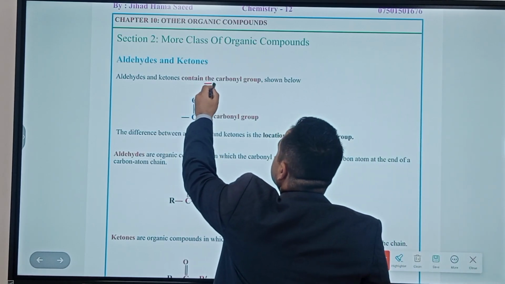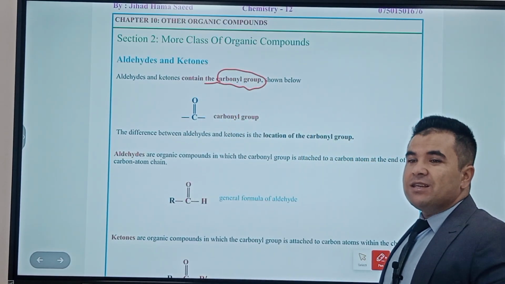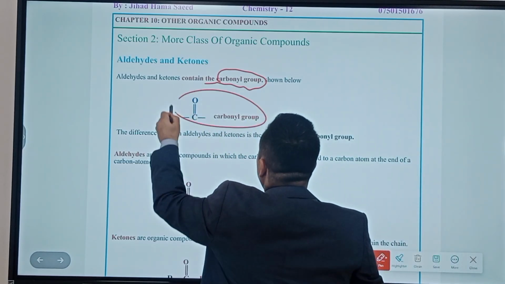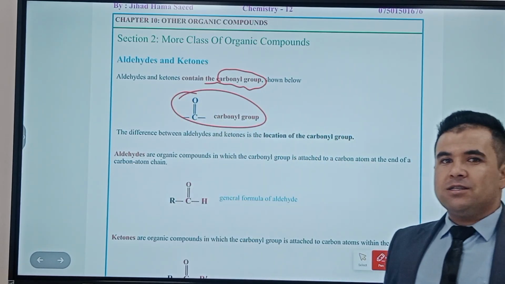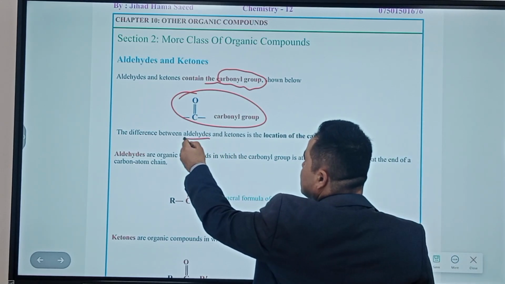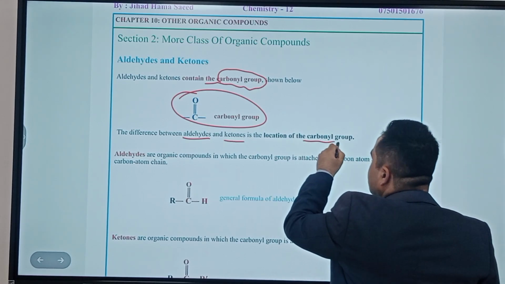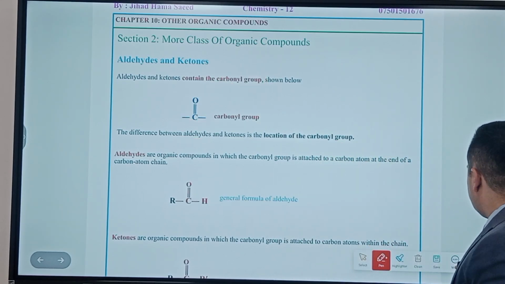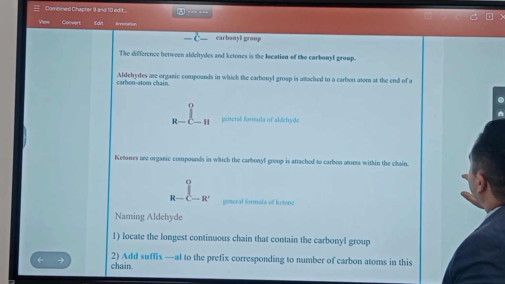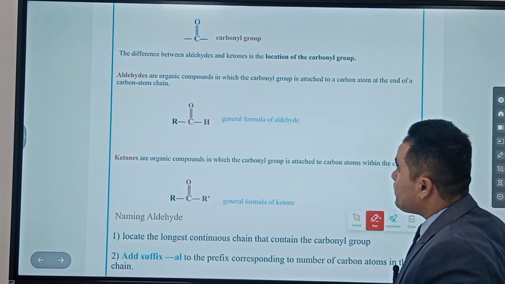Aldehydes and ketones both contain the carbonyl group. Carbonyl group is C double bond with O. So this is a carbonyl group that both aldehydes and ketones contain. The difference between aldehydes and ketones, which both contain the carbonyl group, is the location of the carbonyl group. Let us talk about how the location is different from the aldehyde to the ketones.